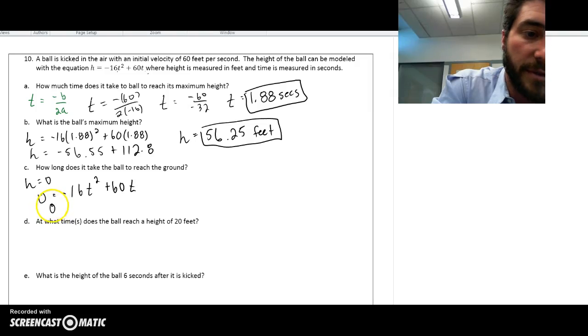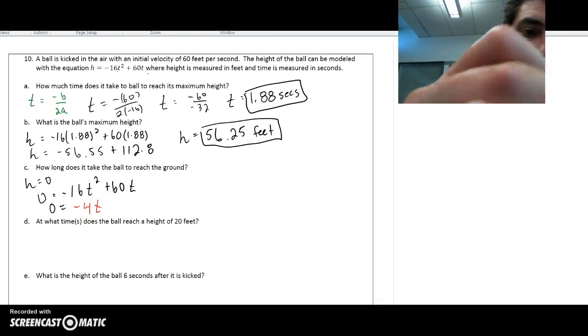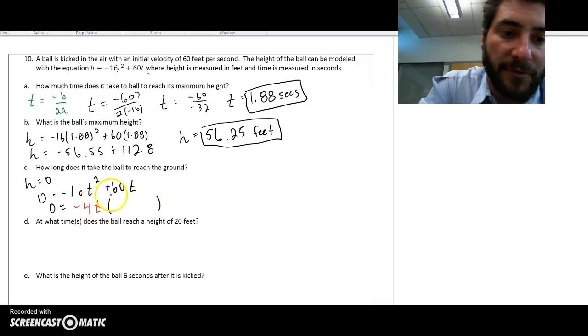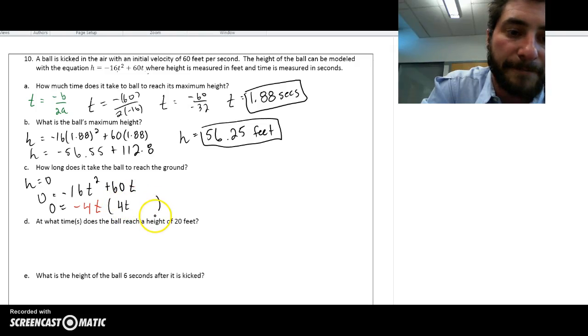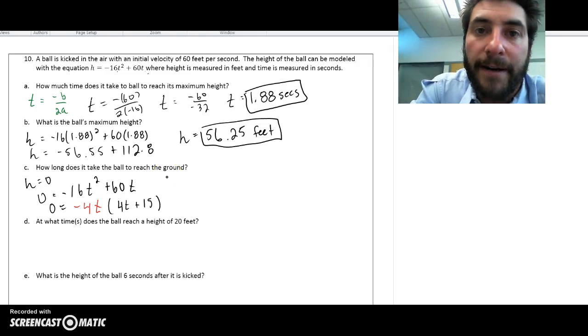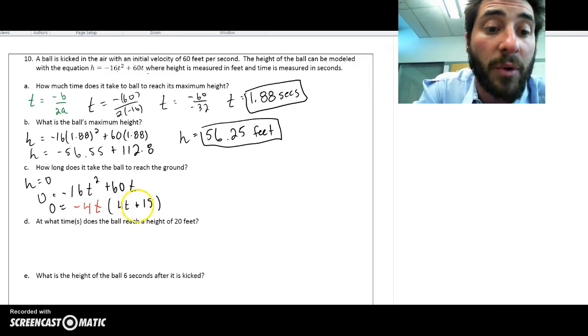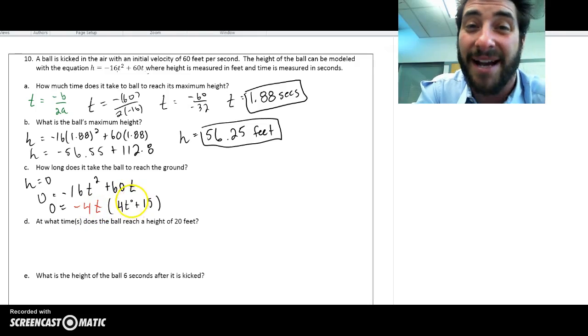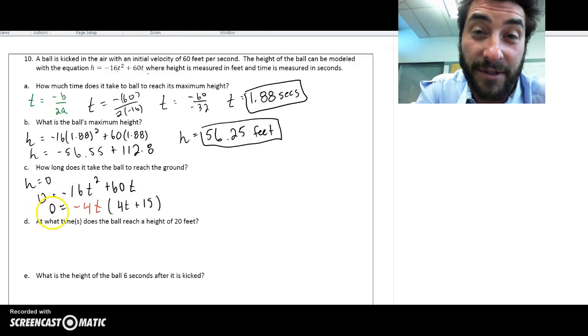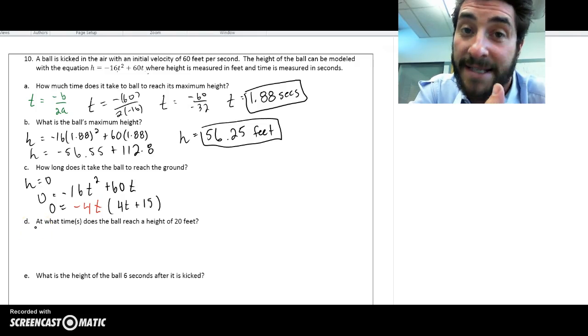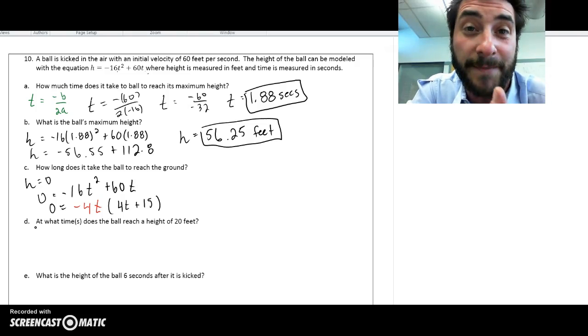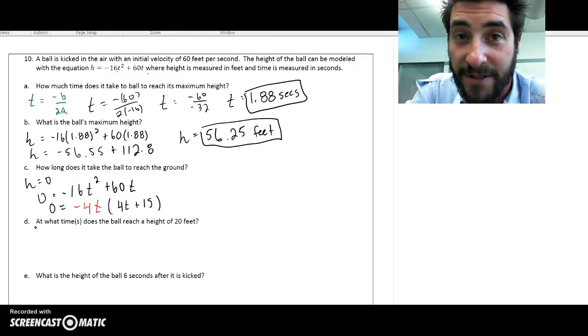So 0 equals negative 4t times, and what am I going to be left with? That's going to be 4t plus 15. Now I can set these two factors equal to 0. Either this is equal to 0 or this is equal to 0, because if something times something equals 0, one of those somethings has to be 0. Zero times any number is 0. It's the only way to get 0 by multiplying.